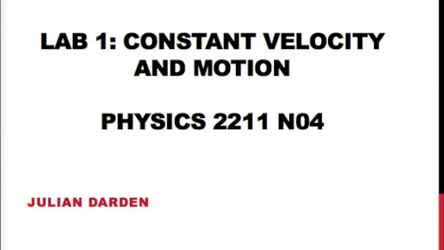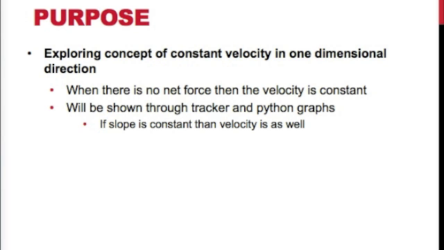We're looking at Lab 1 for physics, constant velocity and motion. The purpose of this lab is to explore the concept of constant velocity in a one-dimensional direction, specifically the x vector. We're looking at when there's a zero net force, which makes the velocity constant. This will be shown in the data through Tracker and Python graphs. If the slope of our graphs is constant, then the velocity is constant as well.